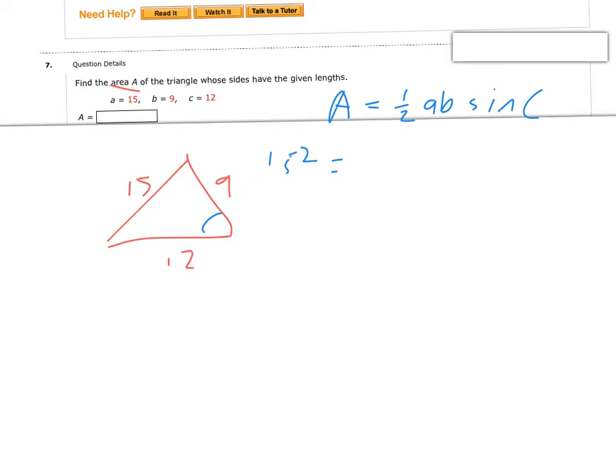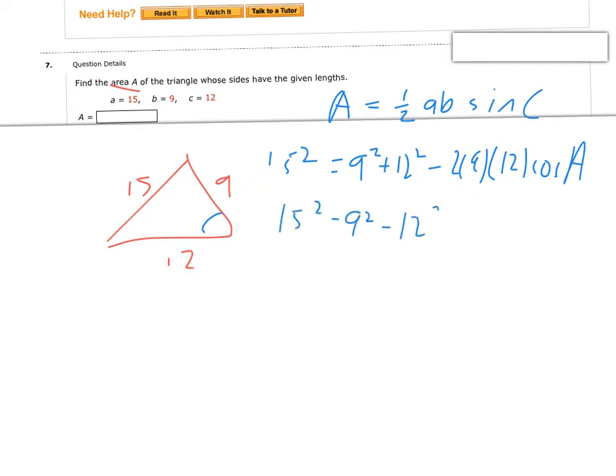So 15 squared equals 9 squared plus 12 squared minus 2 times 9 times 12 times cosine of, I'll call it, what will that be? That would be big A. So then I'll say 15 squared minus 9 squared minus 12 squared. If I move those guys over, it's 18 times 12 is negative 216 times cosine of big A. Divide that by negative 216, and then we will take a cosine inverse of all of that.